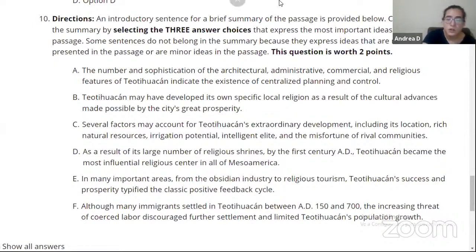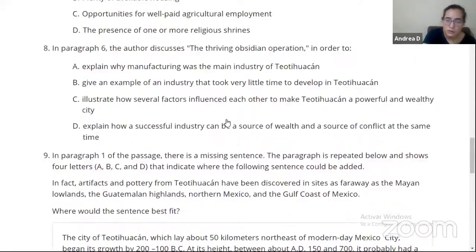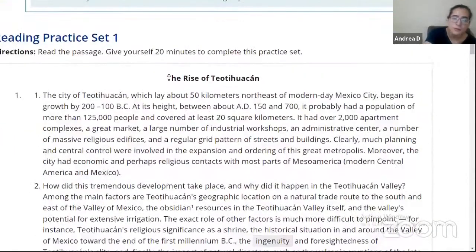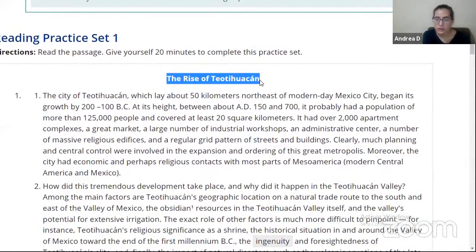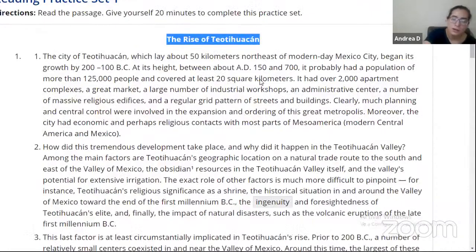As long as you know what the passage was about, so remember the title, The Rise of Teotihuacan, do you remember what it could have been about? Okay, so it's mostly about what you have in the title, right? The development of Teotihuacan, or the rise of Teotihuacan.